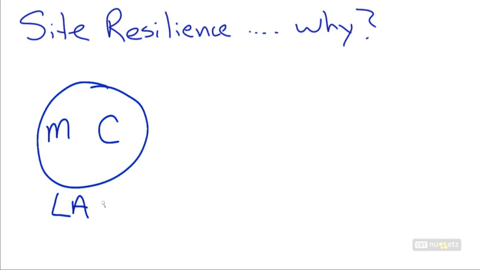The question is, what if you don't have site resilience? Do you need it? And the answer is, well, again, this is all about service availability to your users.